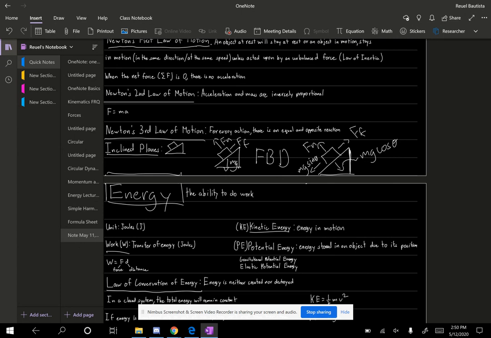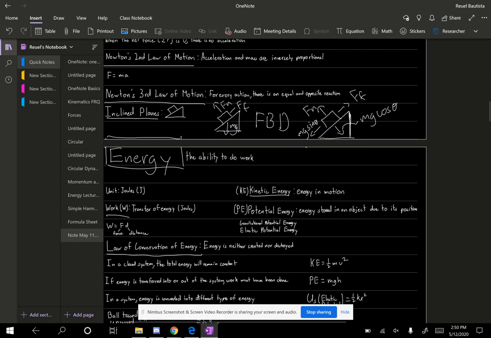Same reason with like when you're swimming. When you're swimming, you're applying a force, and then the water propels you forward because it's applying an equal and opposite force, or an equal and opposite reaction. Okay, so that's the idea of Newton's third law of motion. For every force, there is an equal and opposite reaction.